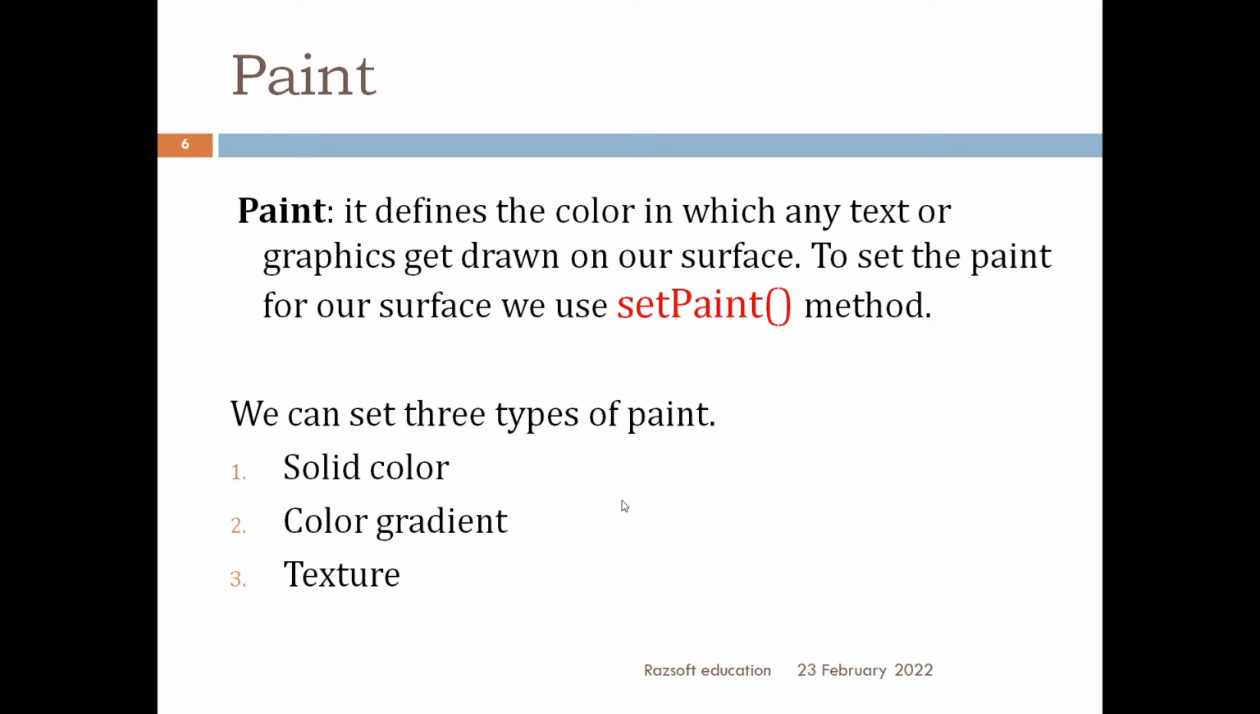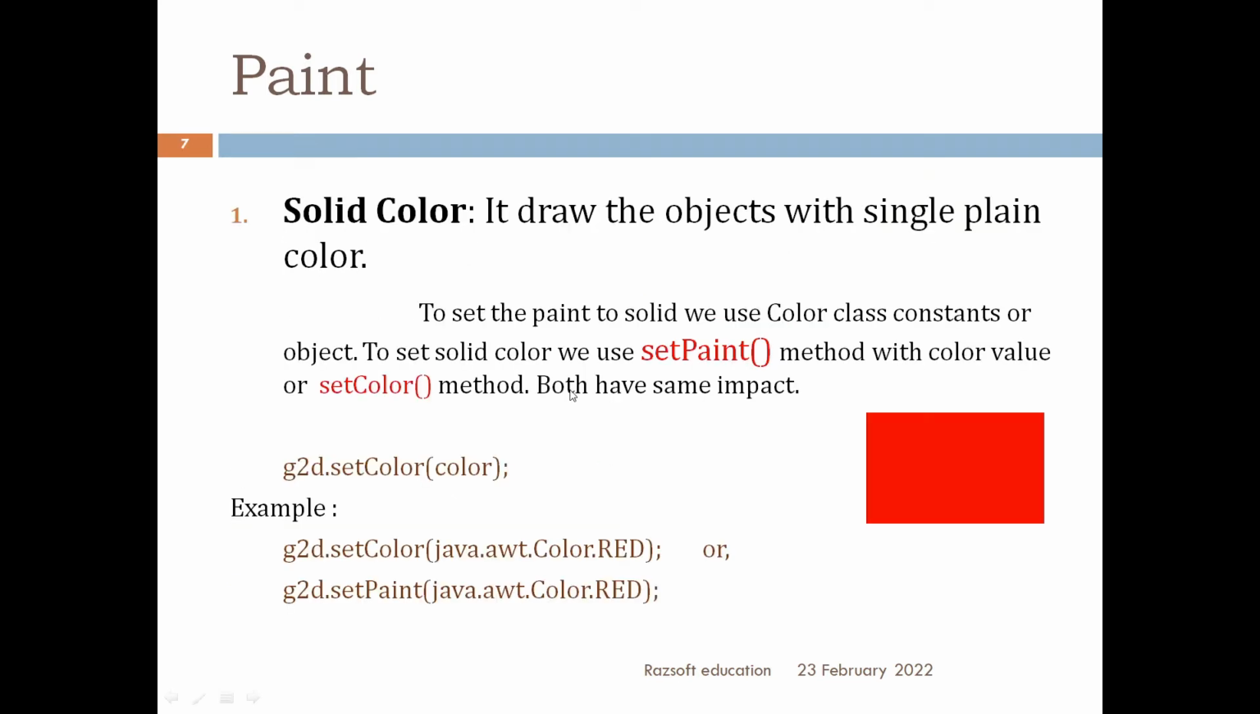Solid color draws the object with a single color paint. So we will discuss that. We can set the solid color in Java with two methods. The first is setPaint and the second is the setColor method. When we set the color, it should be an object of the Color class.